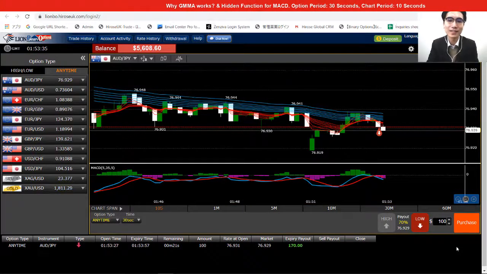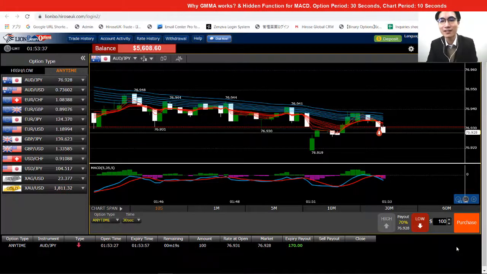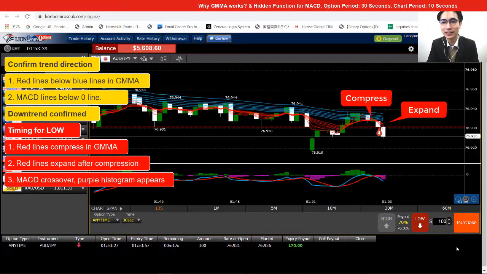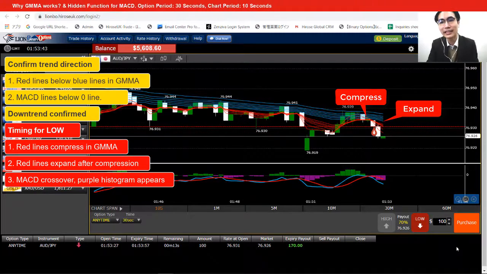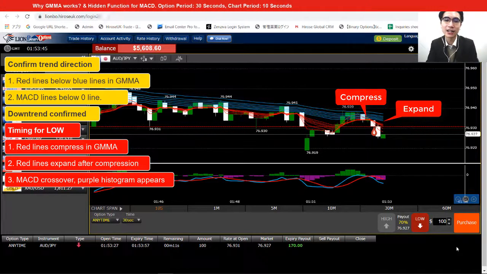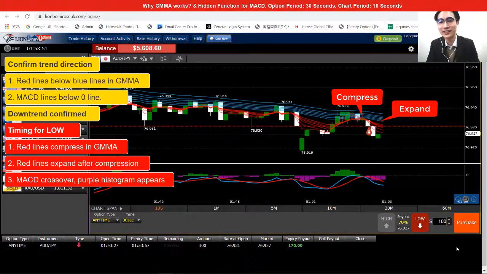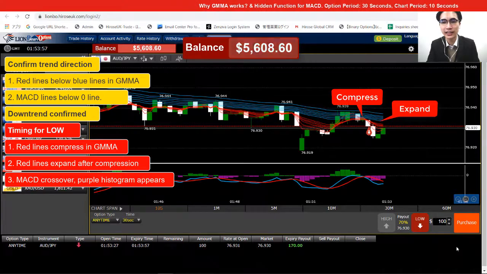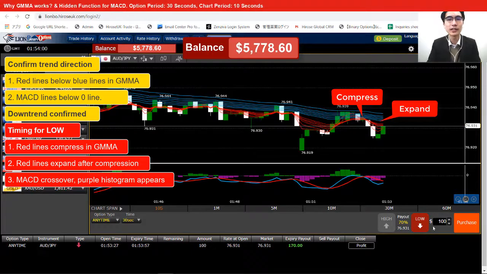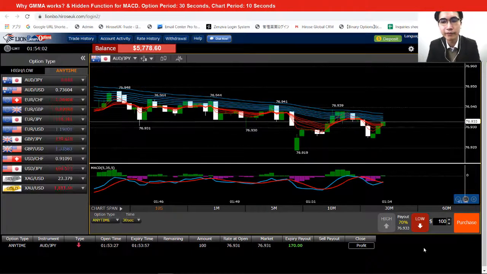While I talked just now, I opened a trade. Now you see the red lines were compressing there, and then they started to expand. After they expanded, I moved on to the MACD. The two lines of the MACD crossed over and gave me a purple histogram, so that is bearish. That's why I opened the trade there, and it ended in profit.